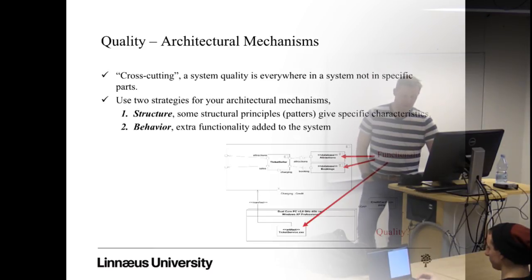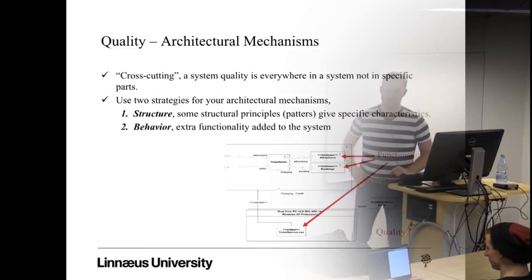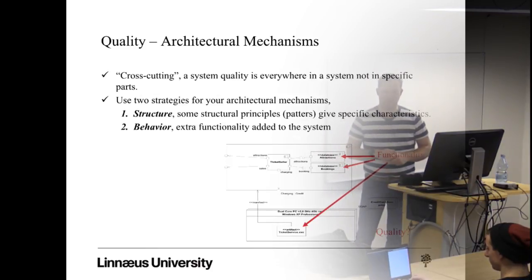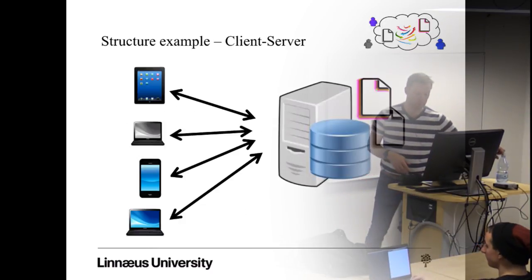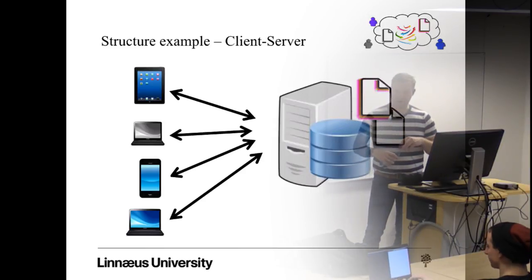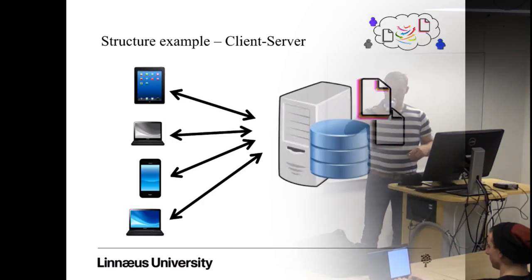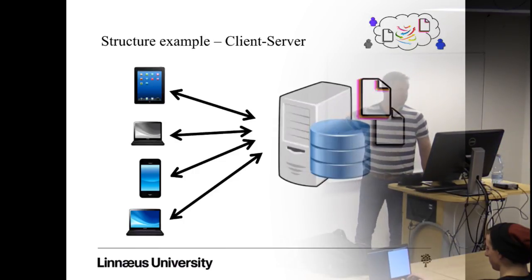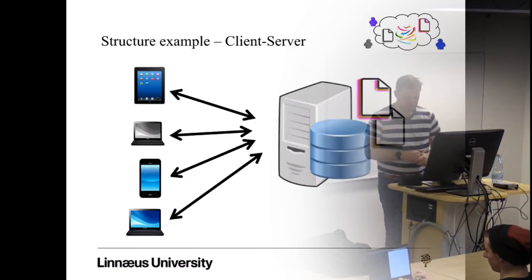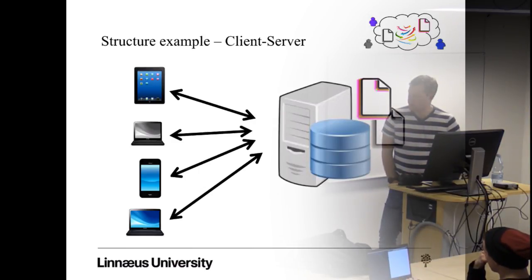So architectural mechanisms are cross-cutting the system, like the security example we had over on the whiteboard. Which makes it much more challenging, because cross-cutting means that we put integrity at risk. Here's our client-server example, just to illustrate this. We have a number of clients on the left-hand side here, or your right, your left here, yes, and then we have the server on the right-hand side.